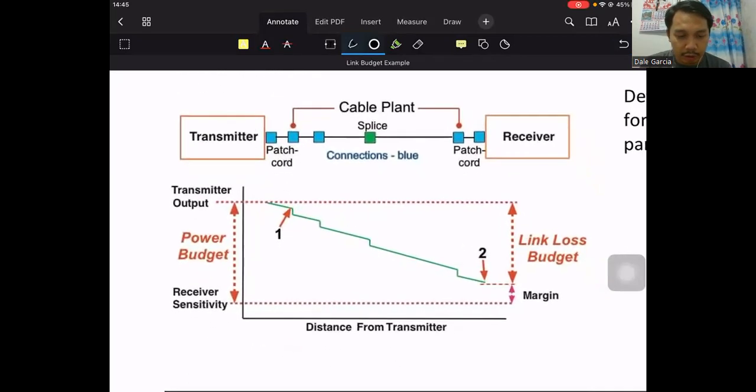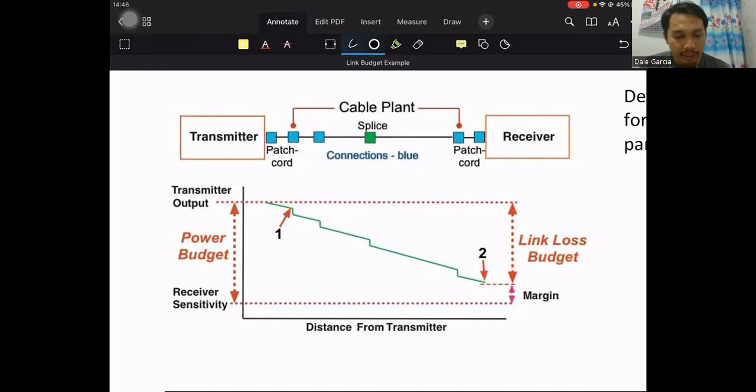So this image at the bottom part is what we call the link budget, okay? Or the power budget. So on the left portion is our transmitter, the transmitting output, measured initially in milliwatts, and can be converted into dB. And then the bottom portion on the right side is the sensitivity of the receiver. This one is your sensitivity.